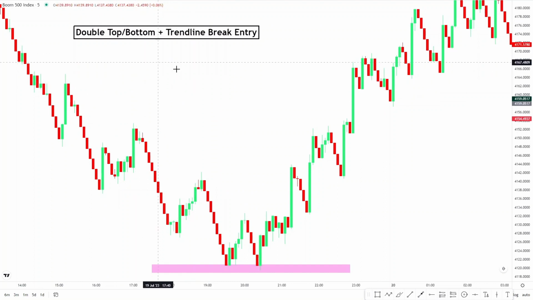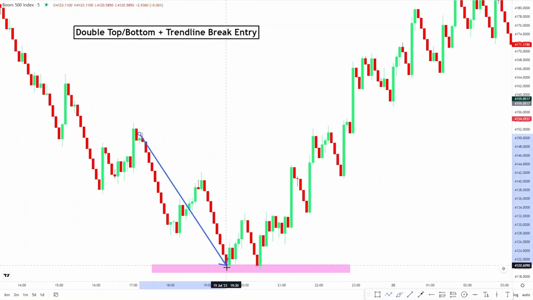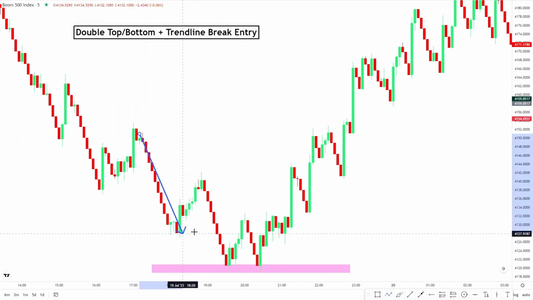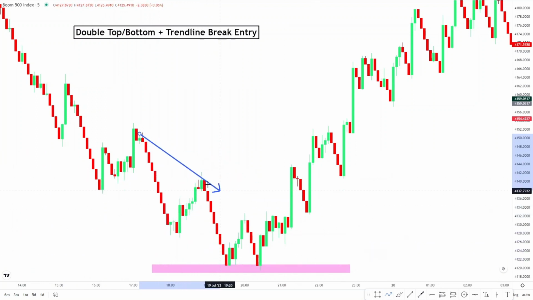So what are we having here? This is the Boom 500 index market, right? So we saw the price coming to this particular point for the first time, and as it was coming to this point, it was making lower lows, lower highs, and lower lows. So take a look at this structure, guys.